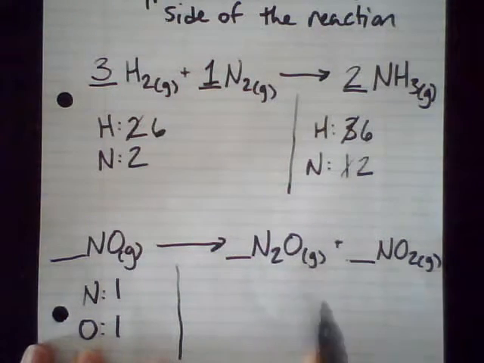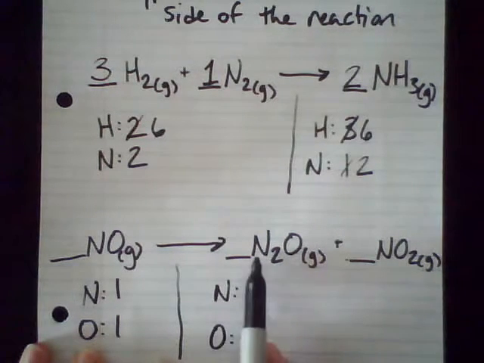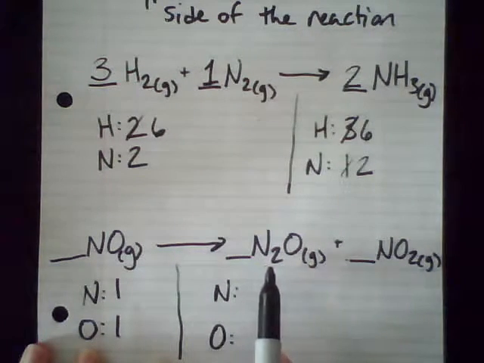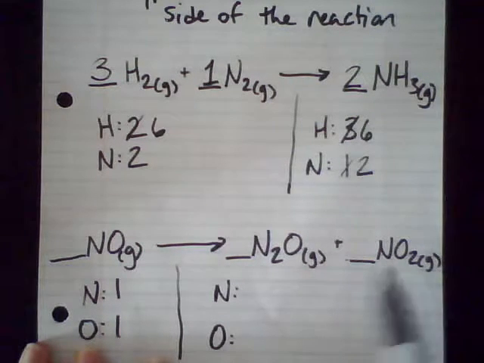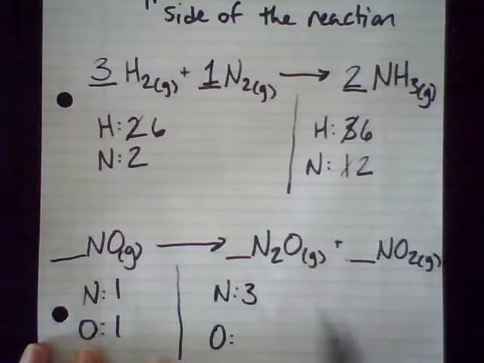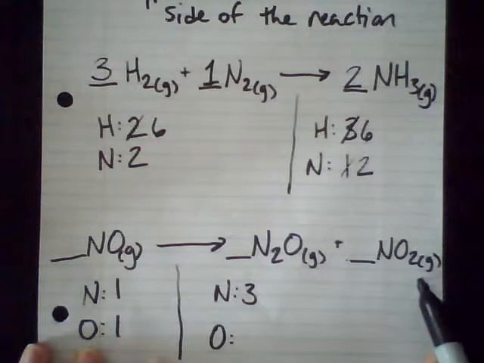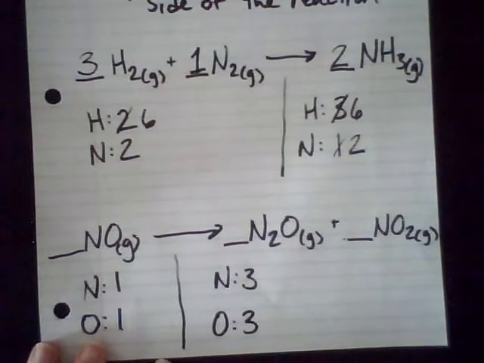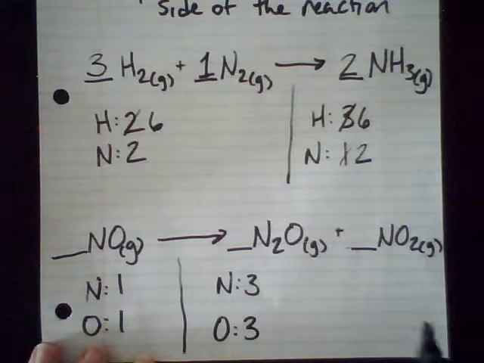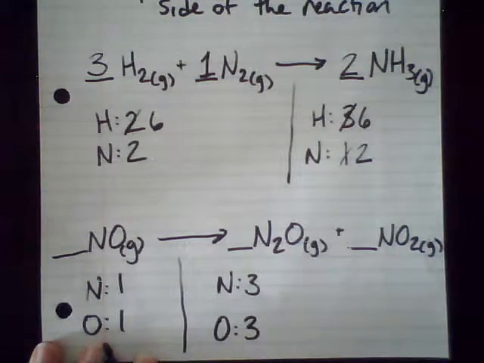When I look at this compound, I have 2 nitrogens, and I have to add to it the nitrogen from this compound. So total on this side, I have 3 nitrogens. If I look at my oxygens, I have 1 in this compound and 2 from this. So total on this side, I have 3 oxygens. So in order to balance out this equation, I have 3 on this side, I need 3 on this side. I have 3 on this side, I need 3 on this side.